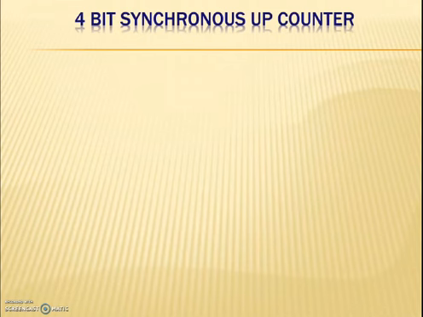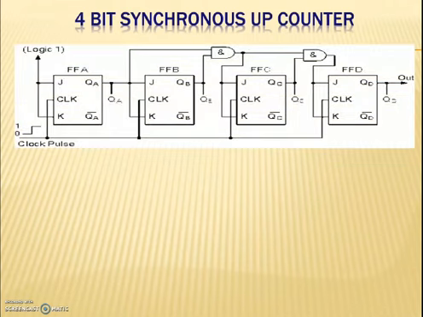So here we have a 4-bit synchronous counter. The circuit of a 4-bit synchronous counter is shown here. It starts to count from 0, that is the binary value 0, 0, 0, 0 and increments or counts upwards to 15, that is the binary value 1, 1, 1, 1 and then starts a new counting cycle by getting reset.